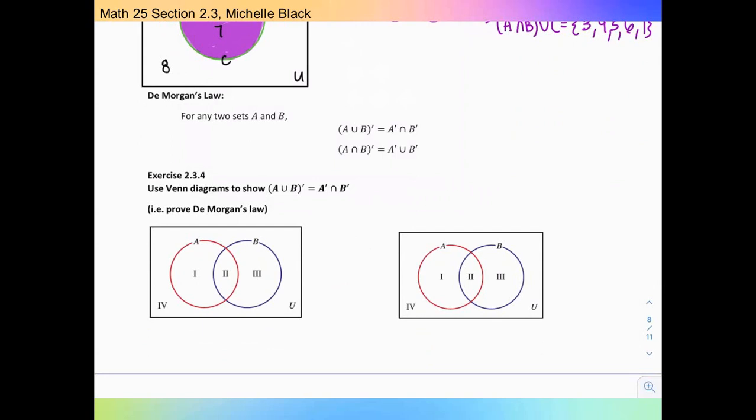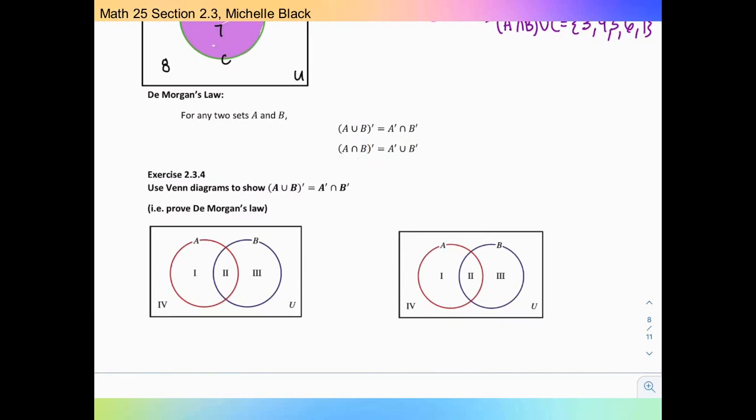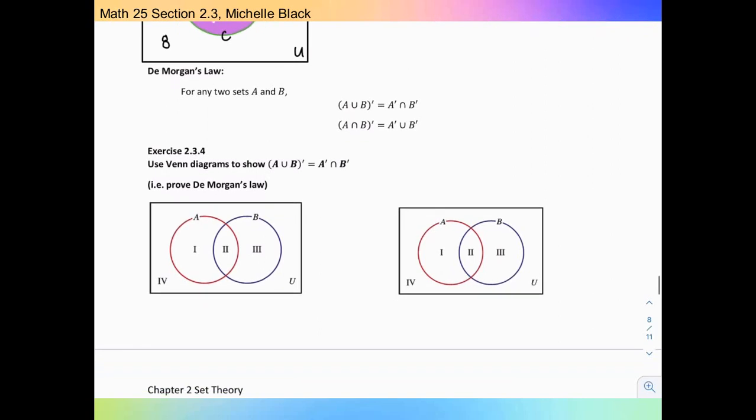De Morgan's laws. For any two sets A and B, we have these two rules. The complement of A union B is the same as the intersection of A complement and B complement. And similarly, the complement of A intersect B is the same as the union of A complement and B complement. Notice that the individual parts end up getting the complement and the union turns into an intersection, or vice versa, the intersection turns into a union. And we're going to prove that these are the same using these Venn diagrams. Basically, we're going to shade them in and see if the two pictures match.